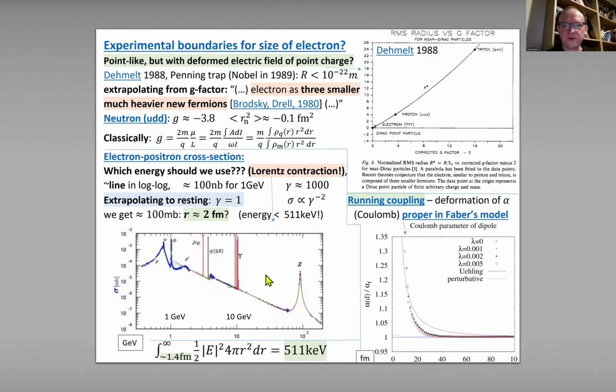So we should extrapolate this line to the resting electron-positron, and doing so, we get like 100 millibarns, which corresponds to like 2 femtometers. So what is in agreement with this size? We need to deform the perfect point charge, not to exceed the mass of the electron.